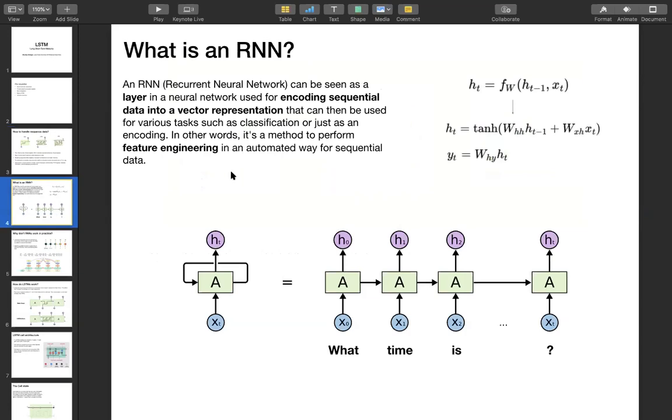So what is an RNN? We'll go with the architecture of an RNN first, because we want to understand why there is a requirement for an LSTM in the first place. So an RNN is basically a recurrent neural network. It is not exactly a model of its own, but a layer in the model which gives you encoding, which allows you to encode sequential data in a vector representation. What do I mean by that?